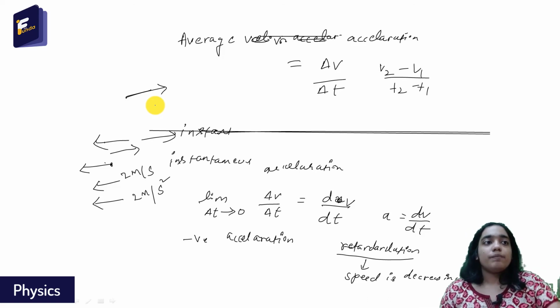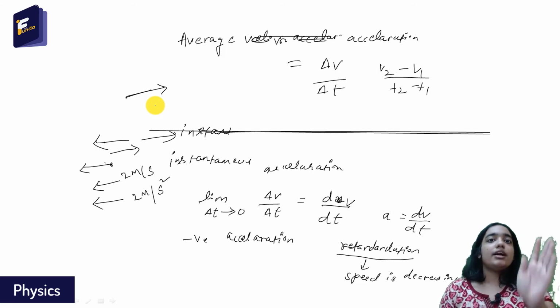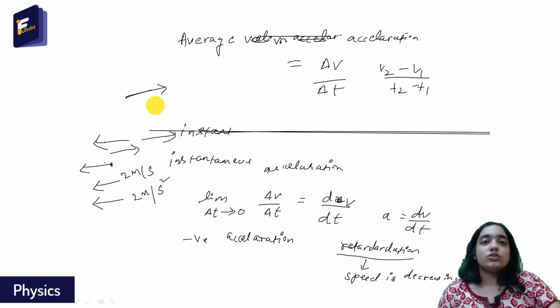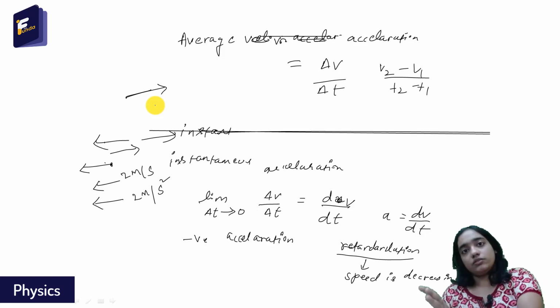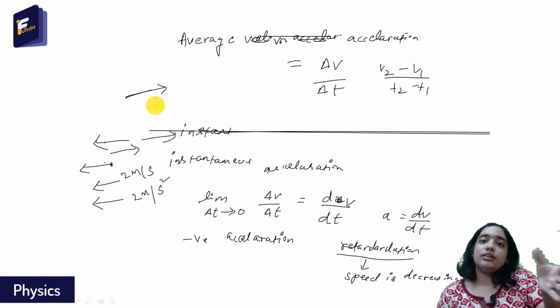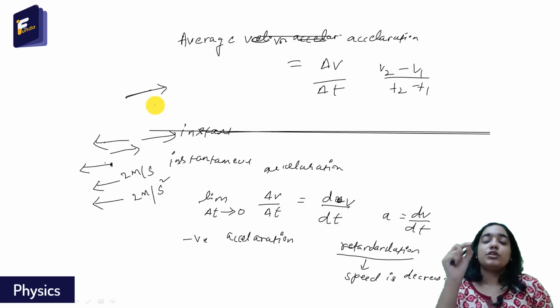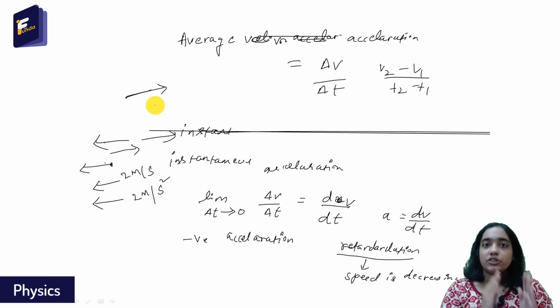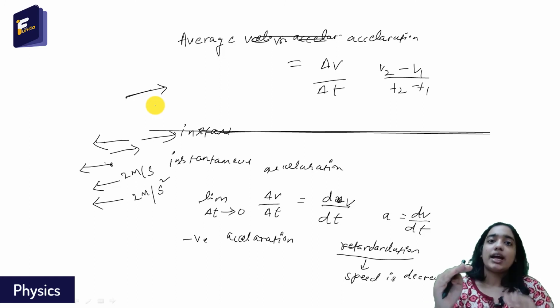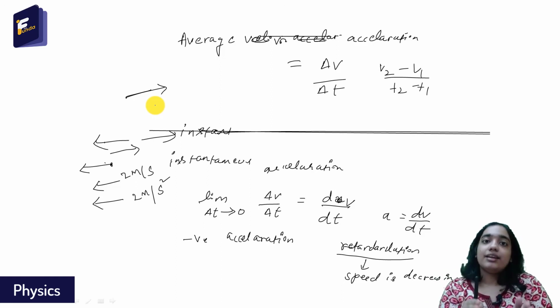Don't think like that. Think that negative acceleration means the acceleration is in the negative direction. Retardation means the speed is decreasing. The speed will decrease only if acceleration is in the negative direction and velocity is in the positive direction. But if both are negative, then the speed will obviously increase. So one thing you have to remember is that in one dimensional motion, if the sign of velocity and acceleration are opposite, then the speed of the body is decreasing.